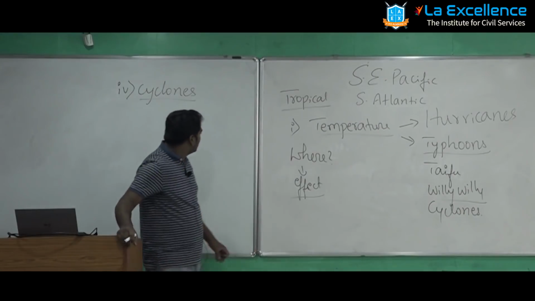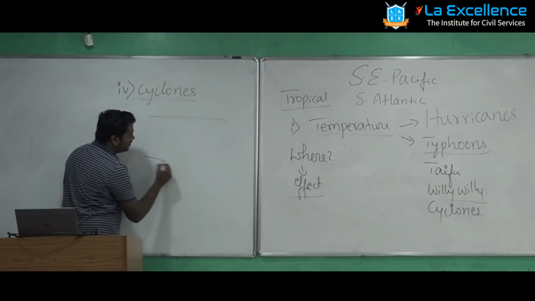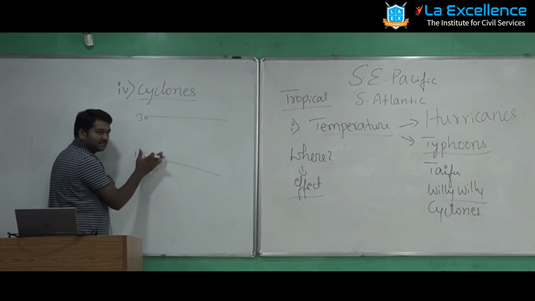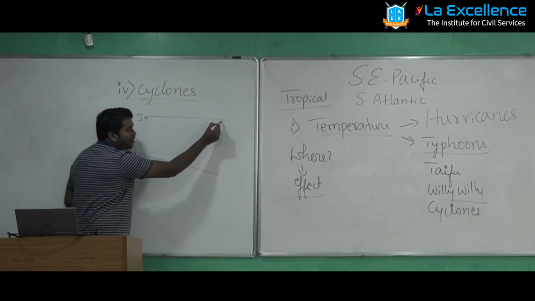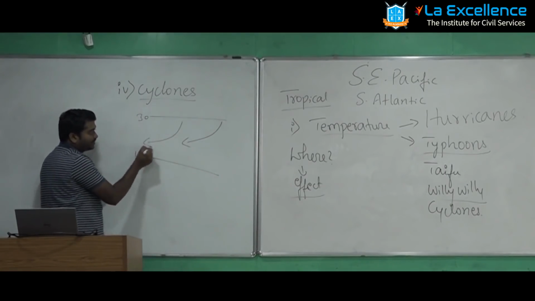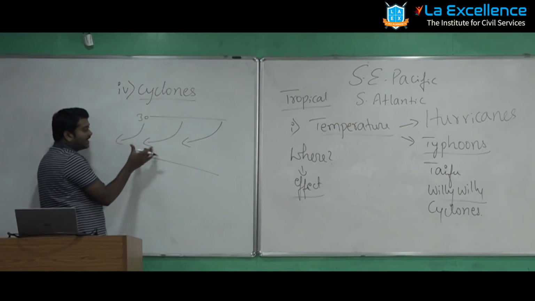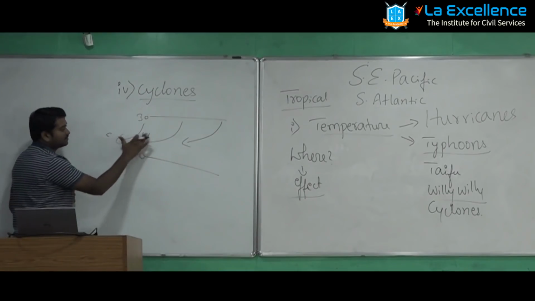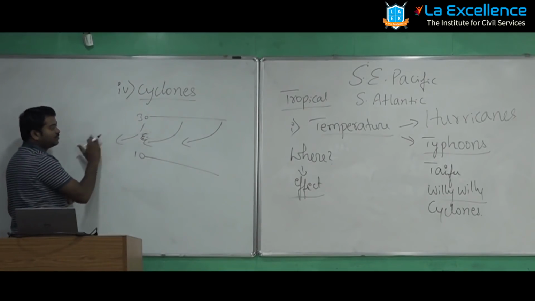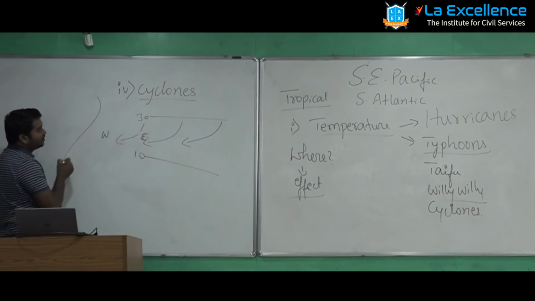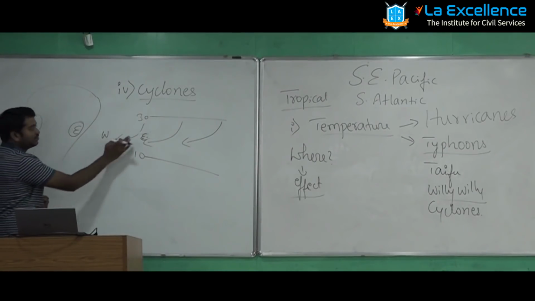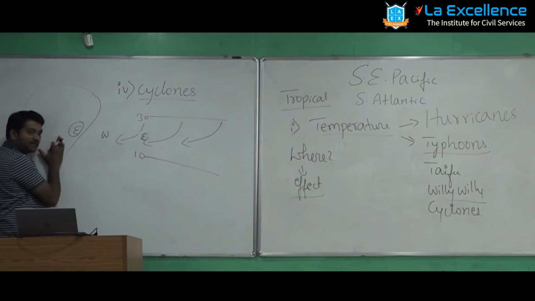Why? Because cyclones are usually formed between 10 to 30 degree, with ITCZ above that. Between 10 to 30 degree you have northeast trade winds. So as you have northeast trade winds, the cyclones move from east to west. And if you have a continent, it will hit the eastern part of the continent, right? So if you take a continent, west and east, they usually hit the eastern part.